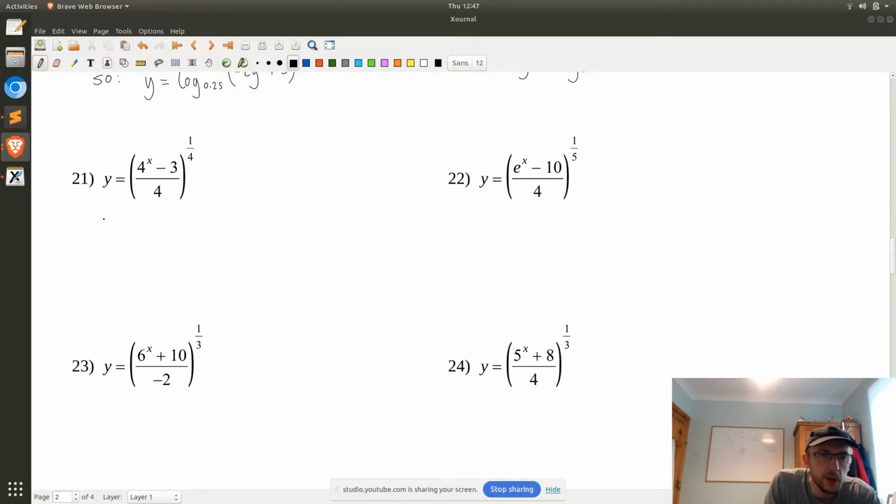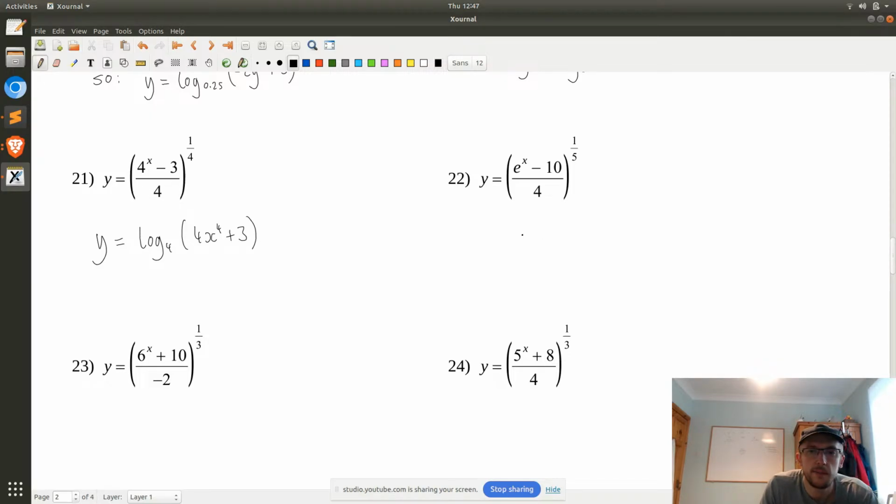Four y to the 4 plus 3, and then log base 4 of both sides. There, in one step. 4y to the 5 plus 10, natural log of both sides. And that's correct. And that's good.